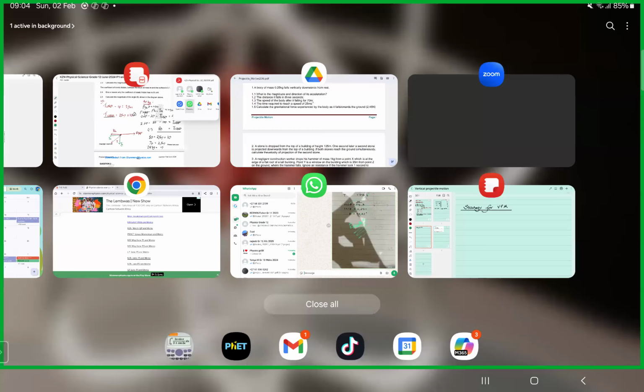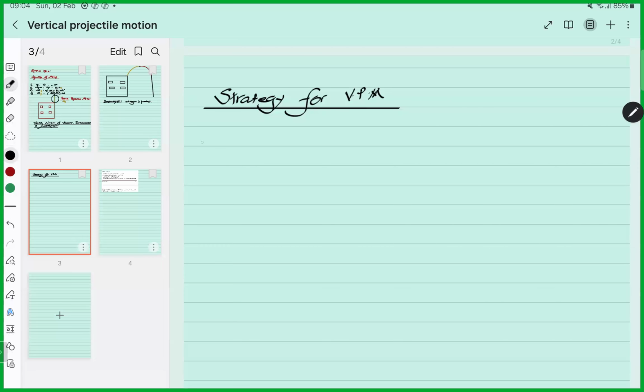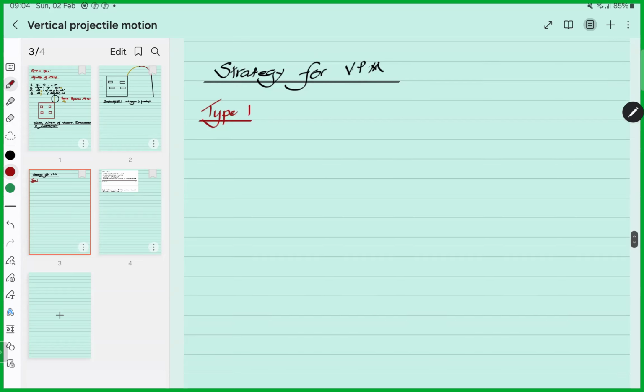The level of complexity in these questions will increase. So today we are going to focus on a type 1 question. On Tuesday, we quite likely will finish off type 1 and we'll do type 2 and maybe get to type 3. In type 1, the object is going straight down.